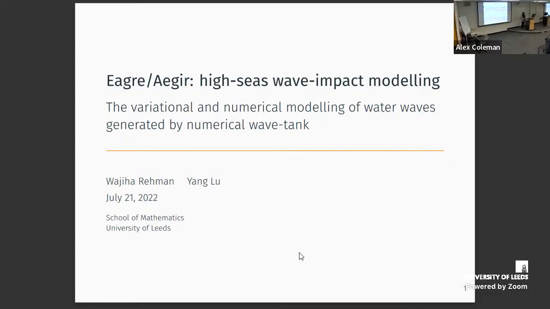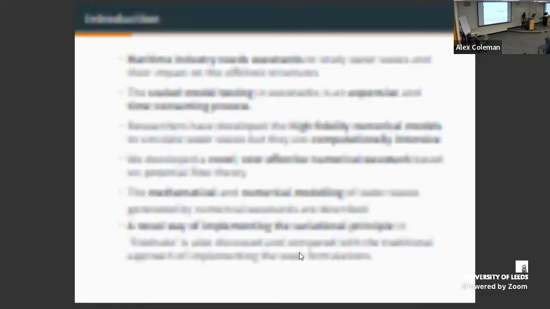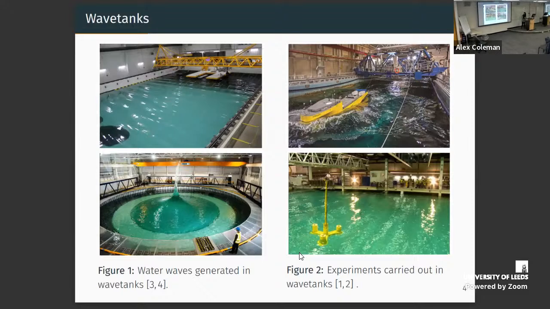Good afternoon, everyone. My name is Wajiha, and I am a second-year PhD student at the School of Mathematics. And in this presentation, I want to share with you my journey of building a numerical wave tank. So I will start with the introduction of what wave tanks are.